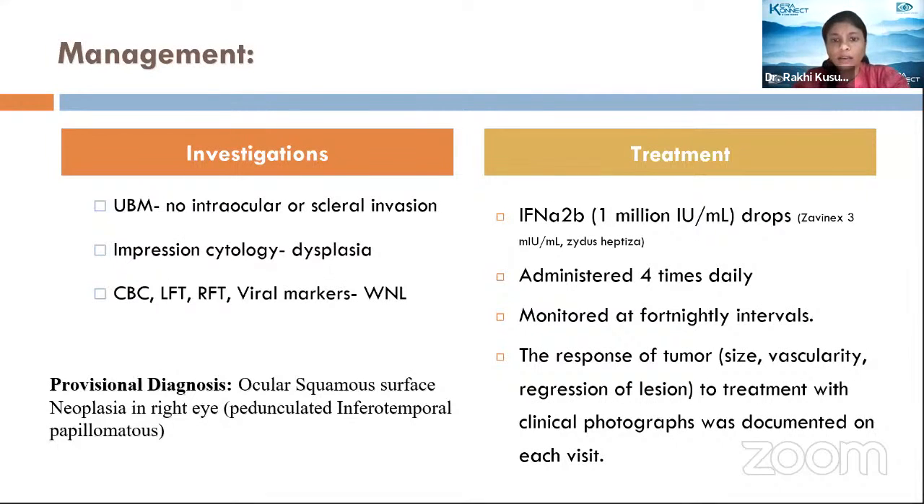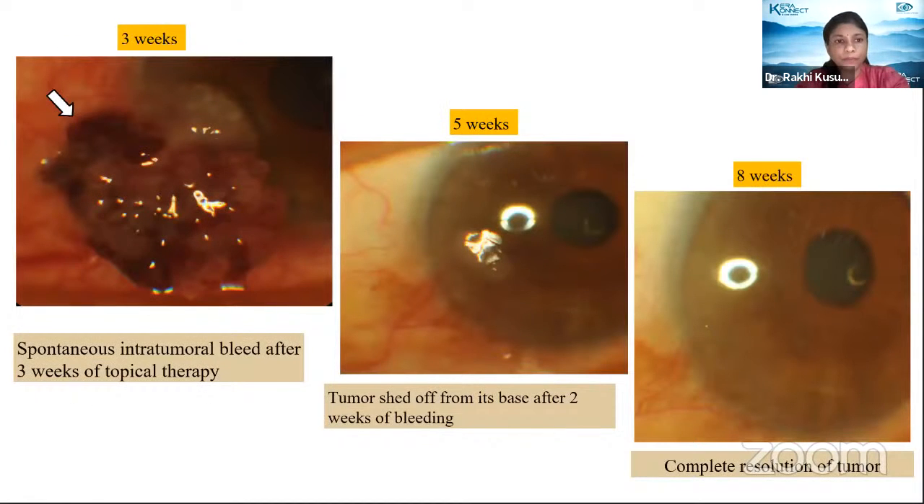So we started interferon alpha 2b 1 million international unit per ml drops 4 times a day, and monitored this case at regular intervals to see the response of the tumor to the treatment in terms of size, vascularity and regression. Next slide, please. At 2 weeks, patient had slightly regressed tumor, but without any change in the vascularity.